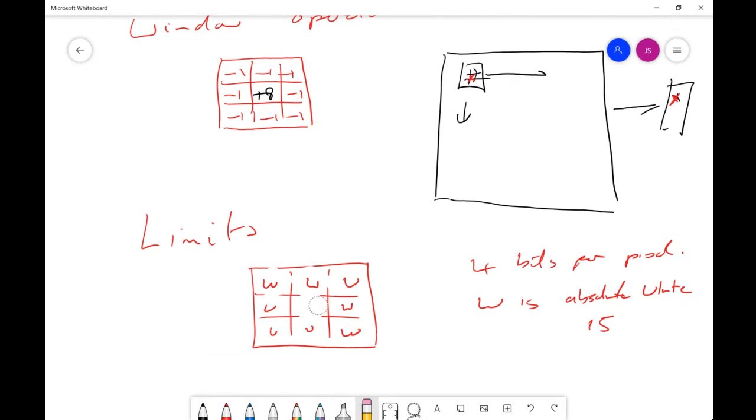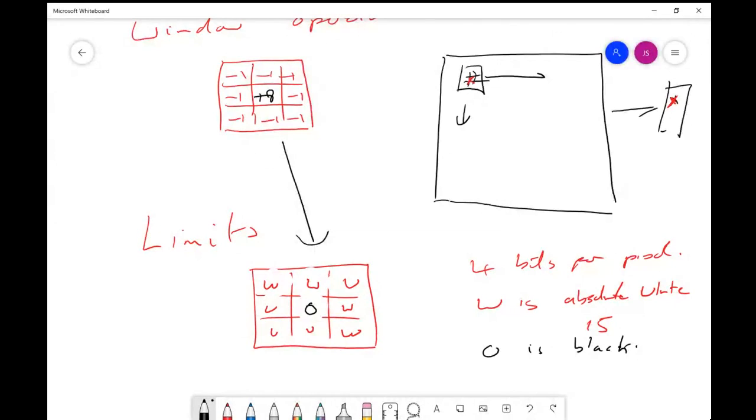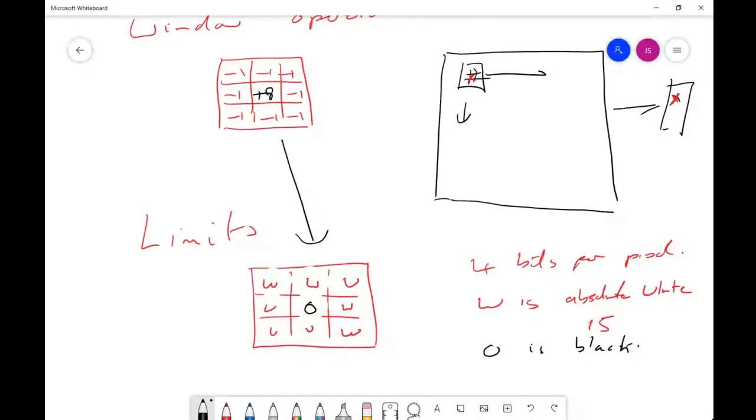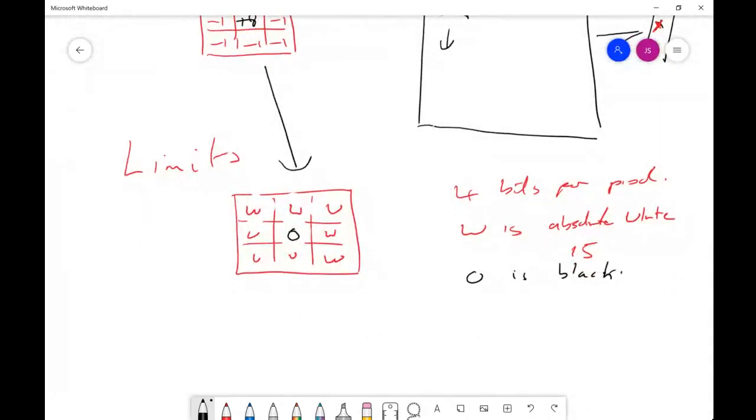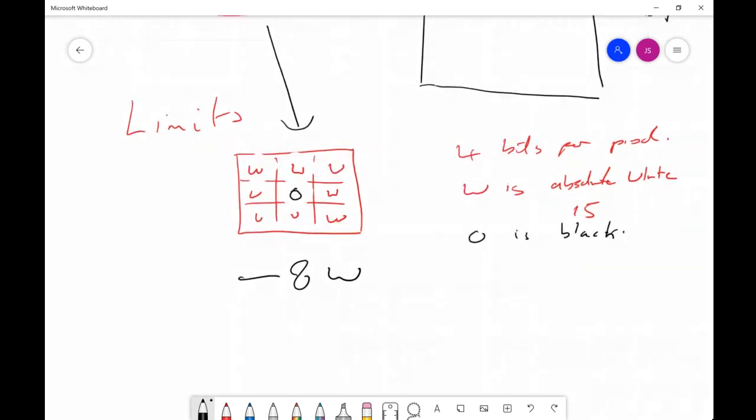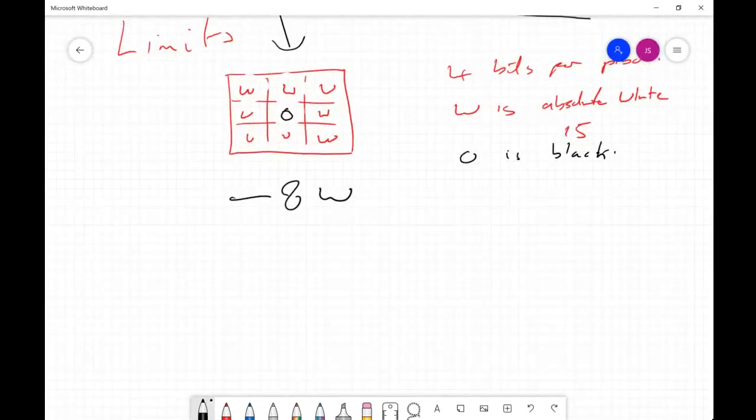Supposing this is 0, and 0 is black. Now, if I'm correlating this window with this fraction of the image, I will get -W, -2W, 3, 4, 5, 6, 7, 8, -8W, and the center is +8W times 0, gives you -8W.